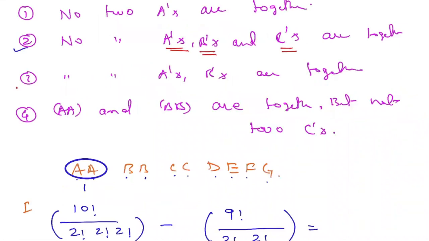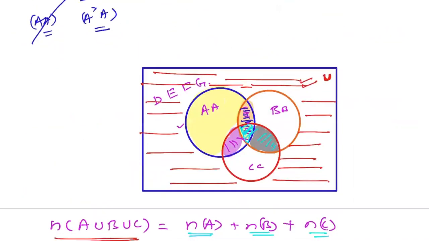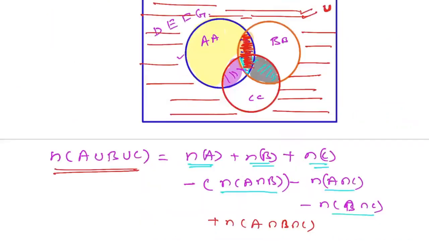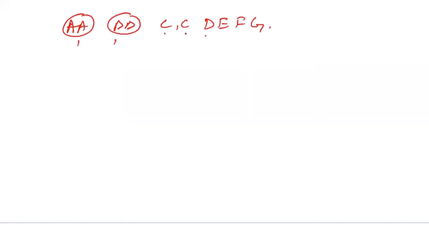Third one: A's are together, B's are together, right? So this is the case we want. A must be together, B must be together, then C, D, E, F, G. There isn't any restriction with C. So 1, 2, 3, 4, 5, 6, 7, 8. Factorial 8 by factorial 2, as A's as well as B's are together, but not necessarily two C's, or maybe two C's.